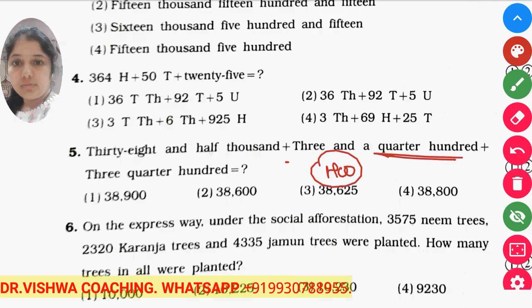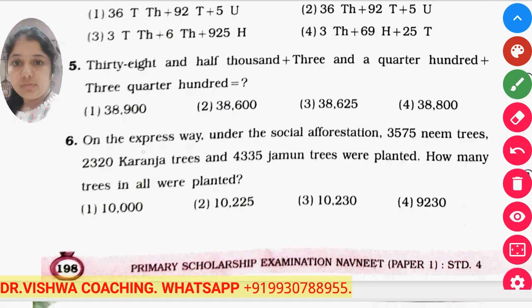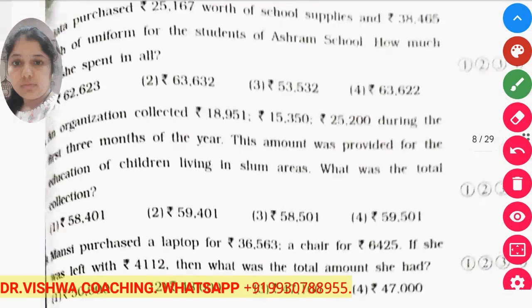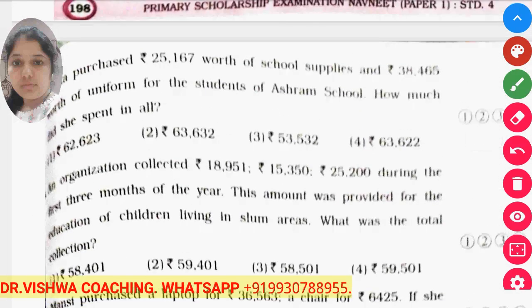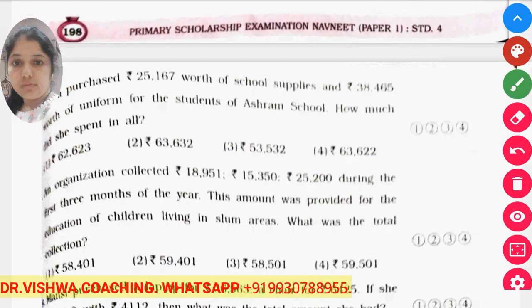Again quarter to 100 and half thousand, you must know the value of these things. Quarter, 3/4 of 100 means 75. Now on the expressway under social afforestation, 3575 neem trees and 2320 karanja trees, 4335 jamun trees were planted. How many trees in all were planted? You just have to add all the three values. Okay, these are the word problems. You have to convert them into normal sums and then you can solve them.